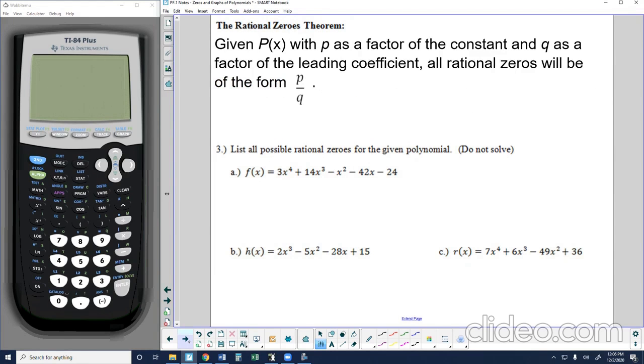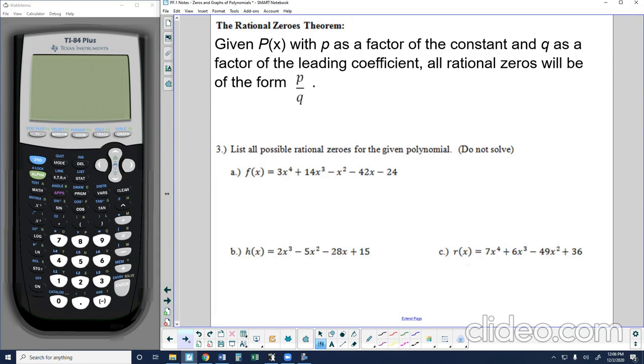factor. The rational zeros theorem says that if we're given P of x, a polynomial, with p as a factor of the constant and q as a factor of the leading coefficient, all rational zeros will be of the form p over q. So p is a factor of the constant at the end in standard form. Q is a factor of the leading coefficient in the beginning of standard form. And then all rational zeros come from p over q.